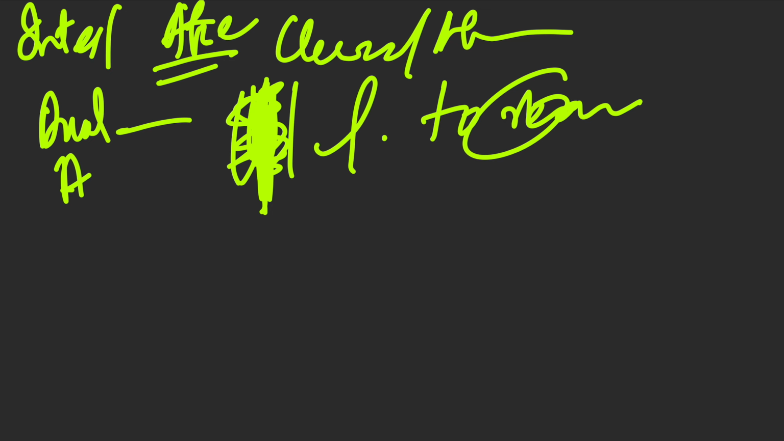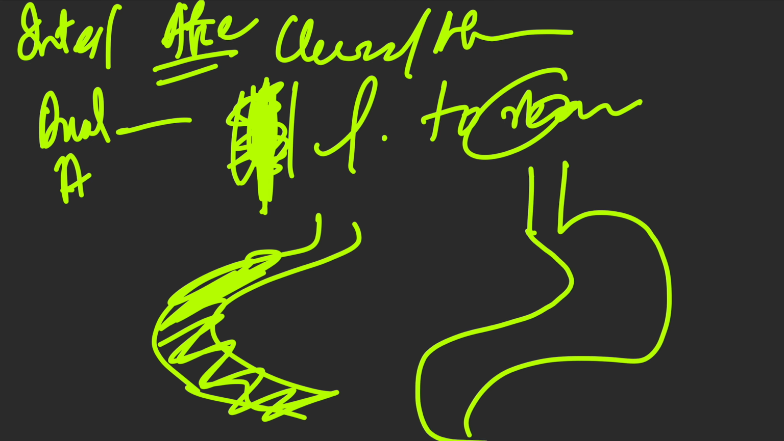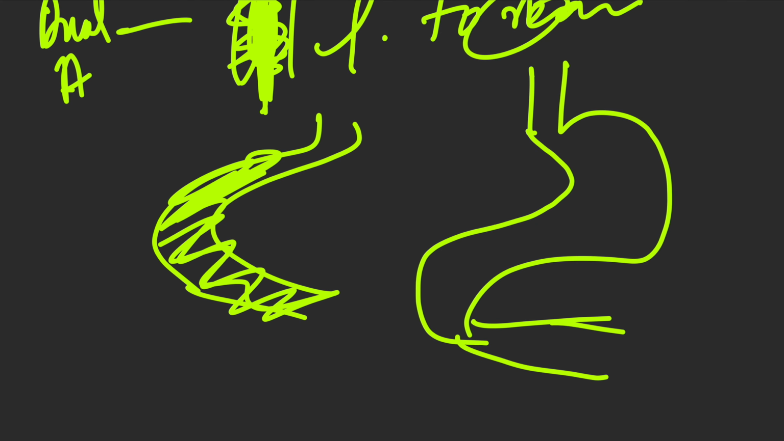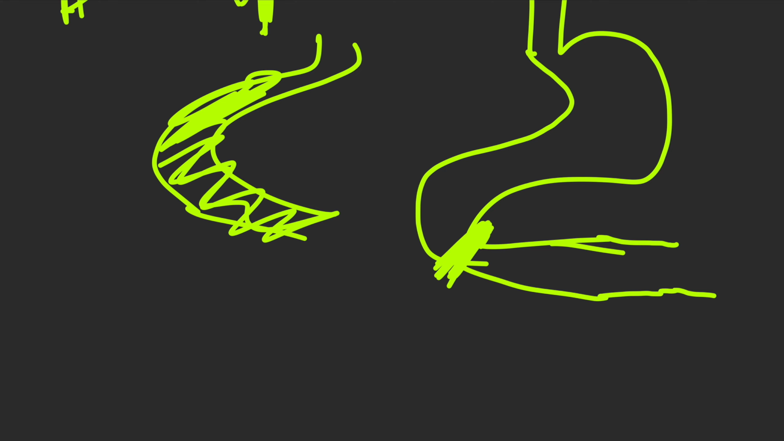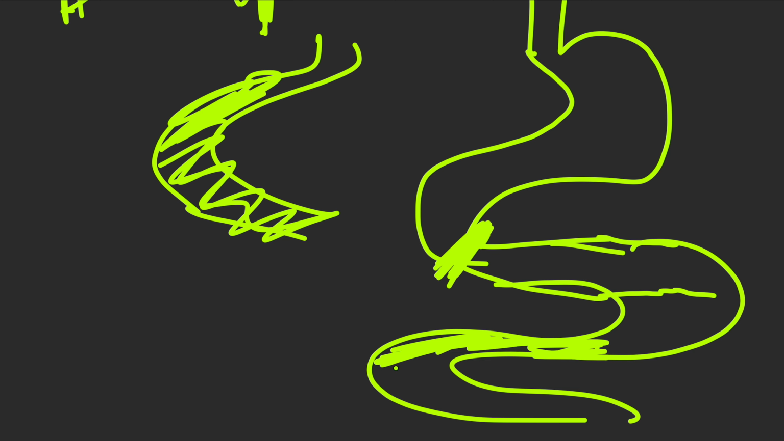So if this duodenum is closed, guess what's going to happen? You're going to have a double bubble sign. Let me just draw this here. You have the stomach and the duodenum, and let's suppose we have a pyloric sphincter here. Here's the duodenum, and after this place you can't fill it because this place failed to recanalize. That's the fourth part of the duodenum.